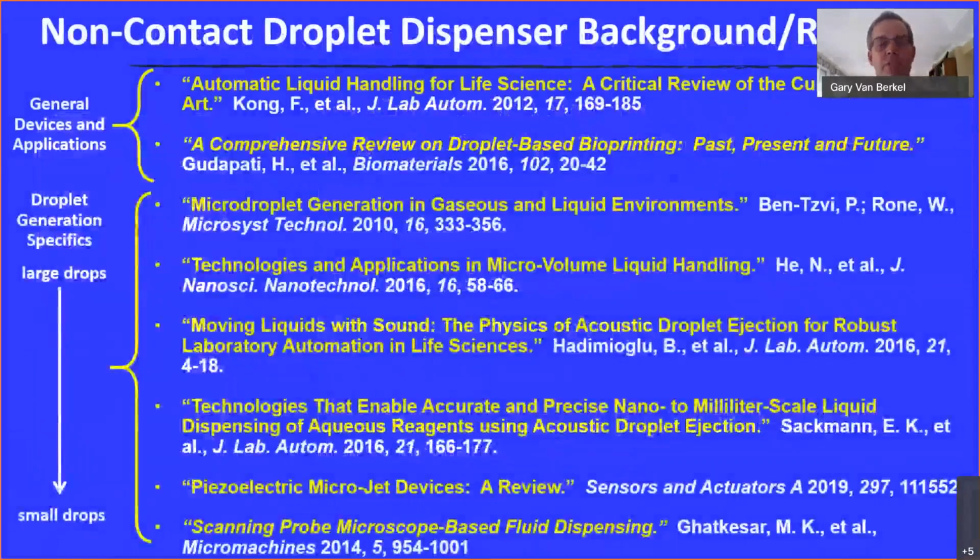Now, for those that are interested, here's a number of review articles or overview articles that cover this area. The first two here are general device applications, and you'll see that these droplet on-demand dispensers are getting a new life in the bioprinting area. So you'll see a lot of them discussed when you see bioprinting. And then I've arranged here different reviews from large droplet dispensers down to smaller droplet dispensers, all the way down to scanning probe microscopes. These are good references if you're interested in this area to go back and read one or all of these articles.